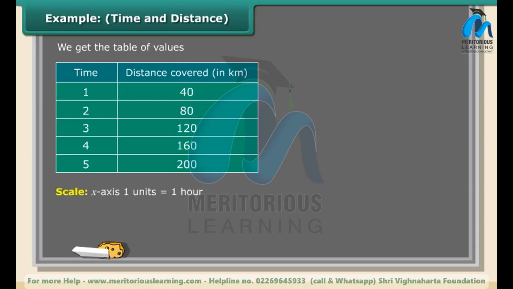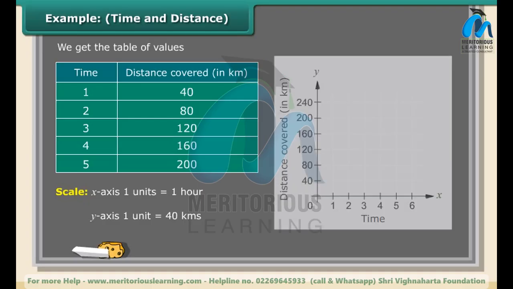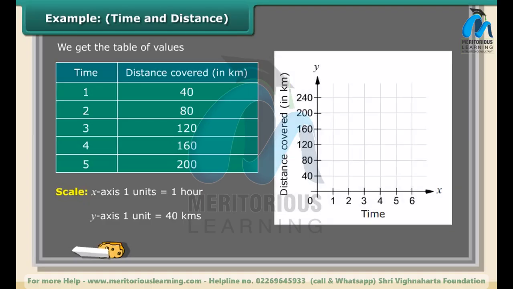Scale: on the x-axis 1 unit is equal to 1 hour. On the y-axis 1 unit is equal to 40 kilometers. A. Mark time on the horizontal axis. B. Mark distance on the vertical axis. C. Plot the points (1, 40), (2, 80), (3, 120), (4, 160), (5, 200). D. Join the points. We get a linear graph.